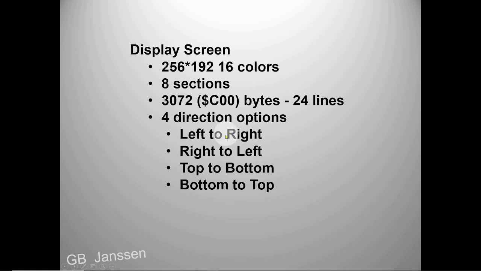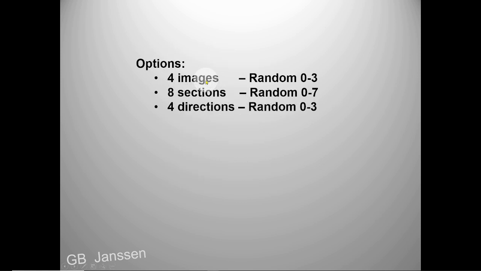When we're in the auto mode or display mode, just to put a little pizzazz to it, when you display one of these sections, we can go from left to right, right to left, top to bottom, or bottom to top. So the options we're going to have in the auto mode: there's 4 images, so we'll do a random 0 to 3. We have 8 sections, random 0 to 7. And the directions we have 0 to 3.